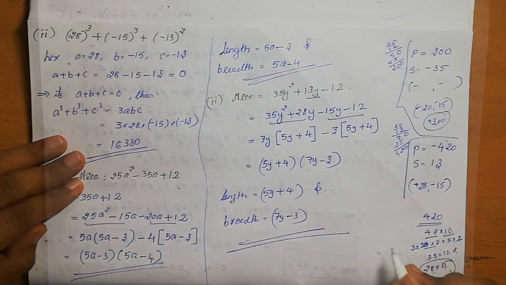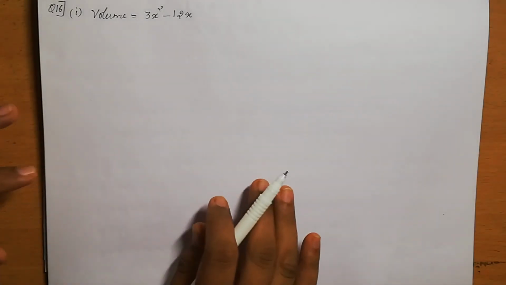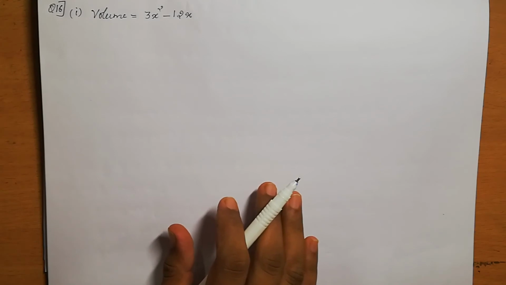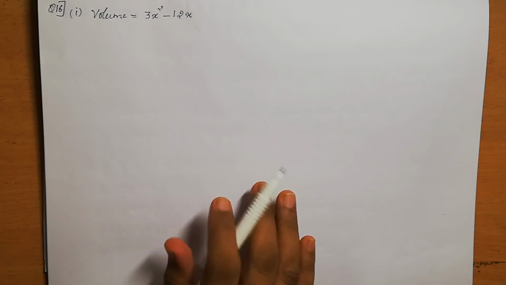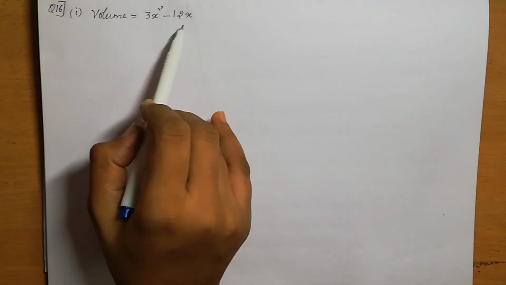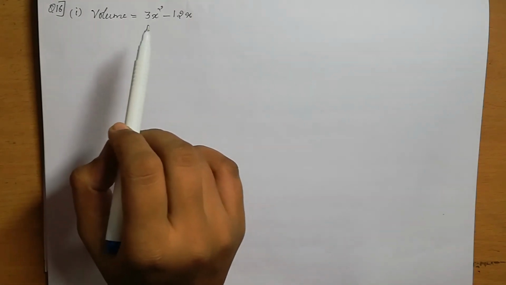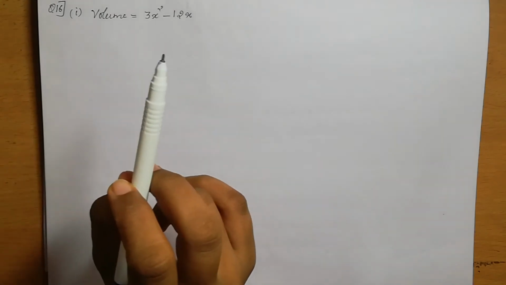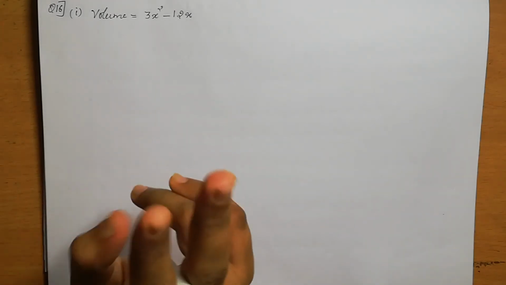We can write the answer. Question number 16. What are the possible expressions for the dimensions of the cuboid whose volumes are given below? Volume is equal to 3x square minus 12x. Here one difference is there. In the 15th question they gave area. Area means the square only, right? That means there are two solutions, that is length and the breadth.